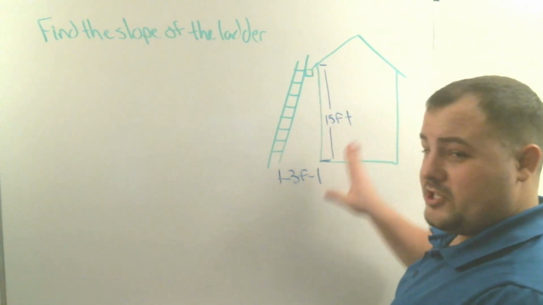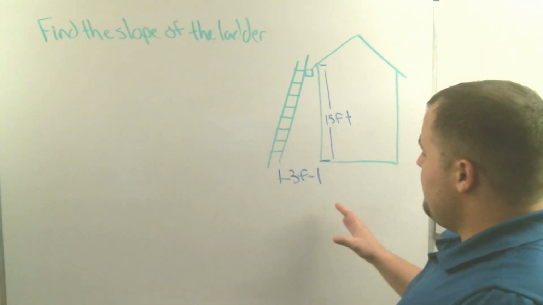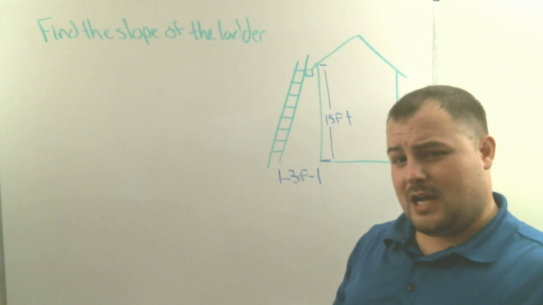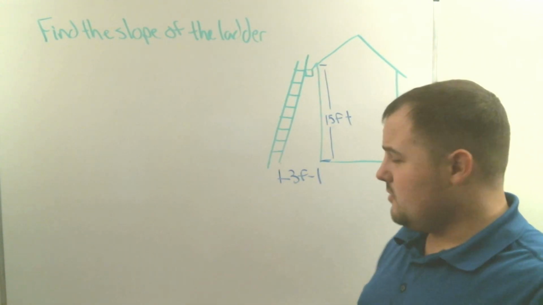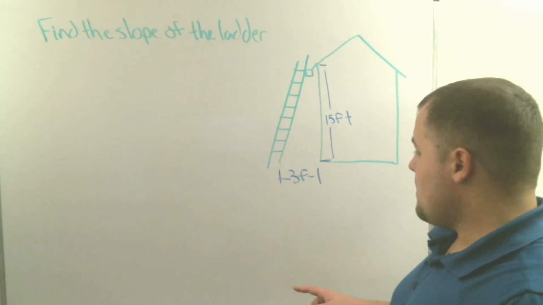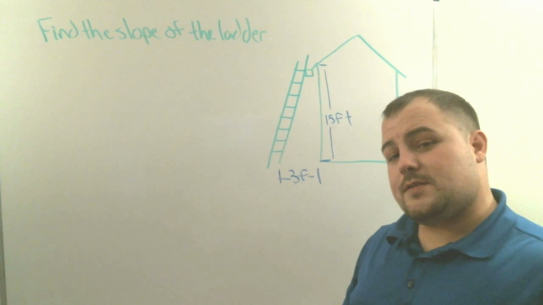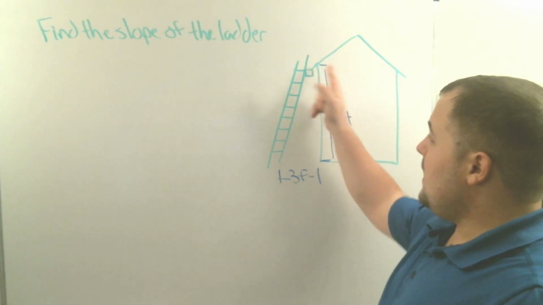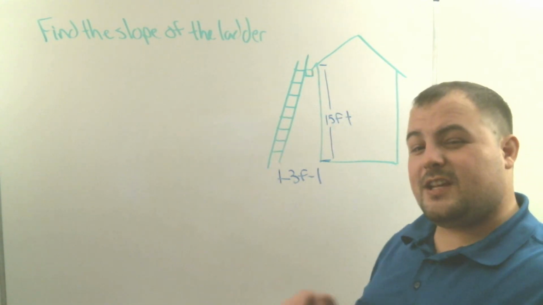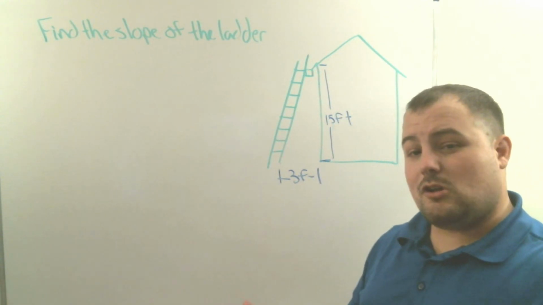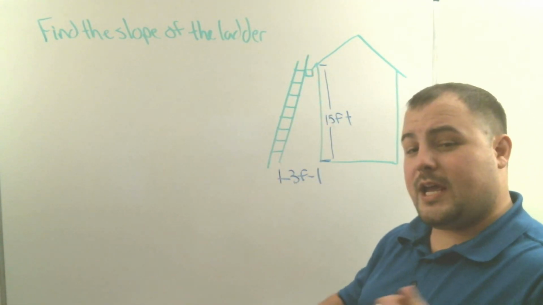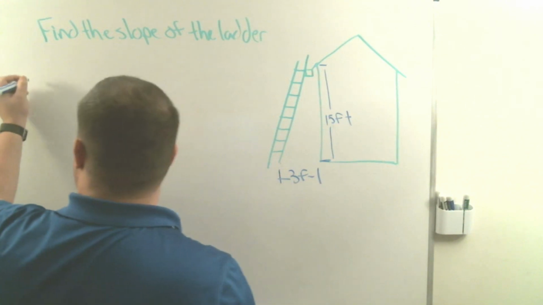Now I drew a nice little picture of a house and I drew a ladder. And we know that the ladder is 3 feet away from the house. So it's not too close to the house, but it's 3 feet away. It's also going 15 feet high to the top of the house. So the ladder is 3 feet away, going 15 feet high. So to find the slope, we're going to figure out how much vertical change we have and how much horizontal change we have, which is also called a rise and run.